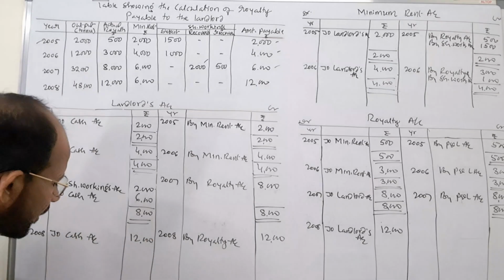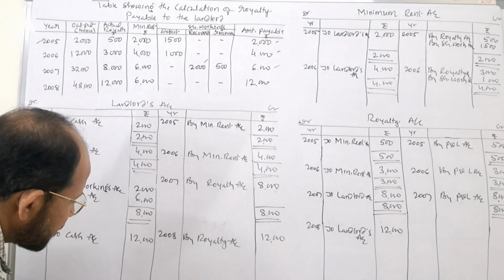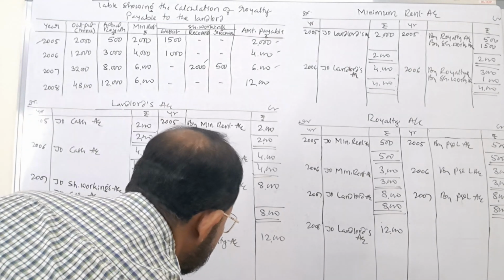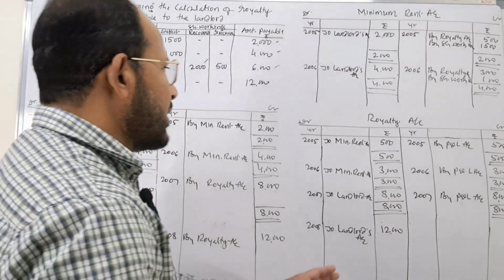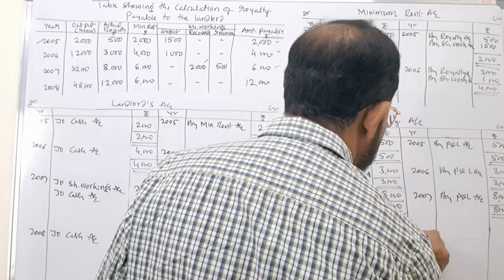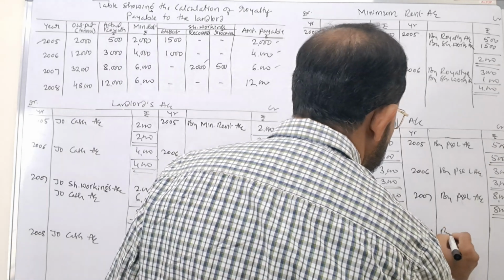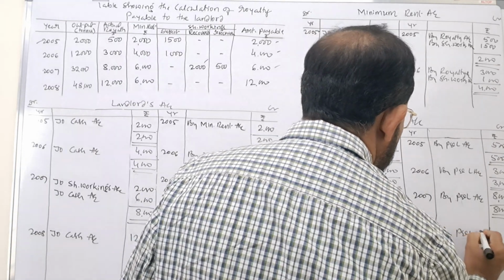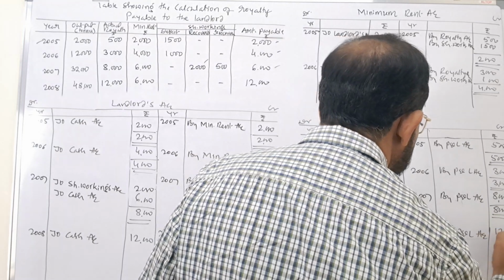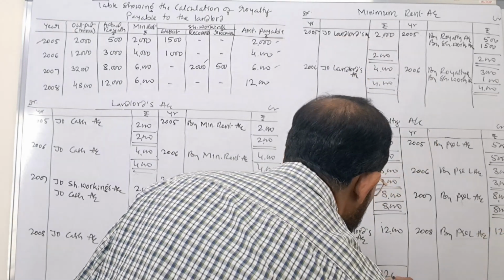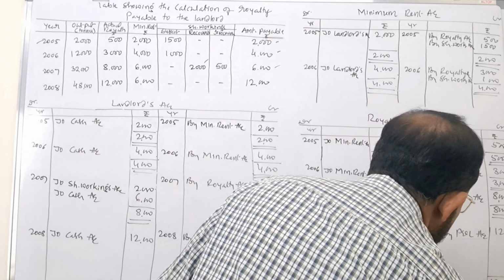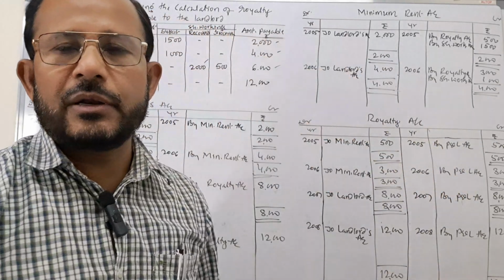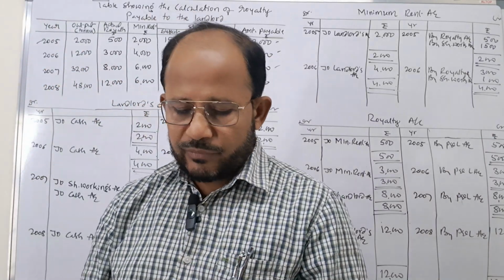Now landlord's account is closed. 12,000, and here you write rupees 12,000. And here royalty you transfer to profit and loss account as usual. Profit and loss account rupees 12,000. Close the account. 12,000 and rupees 12,000. See, this is the way how we have to prepare different accounts.